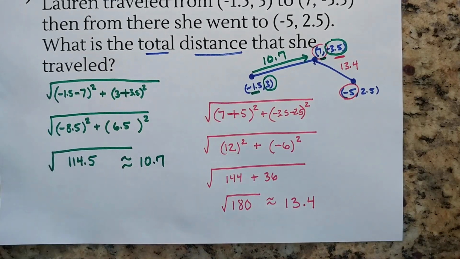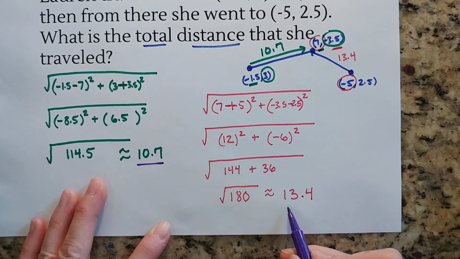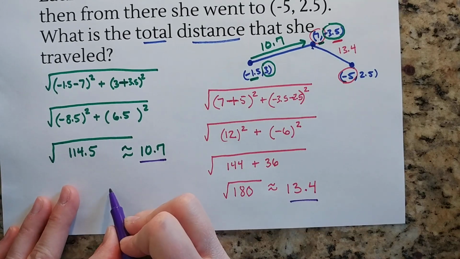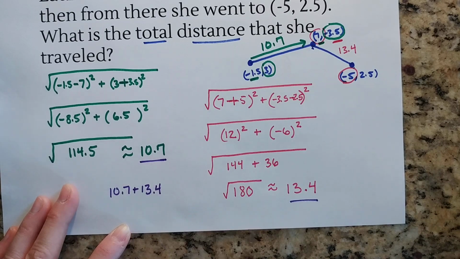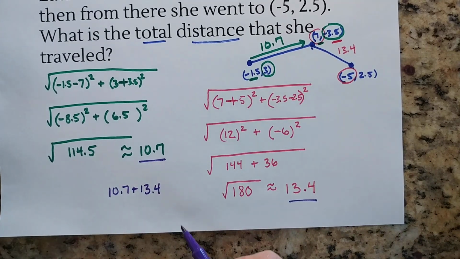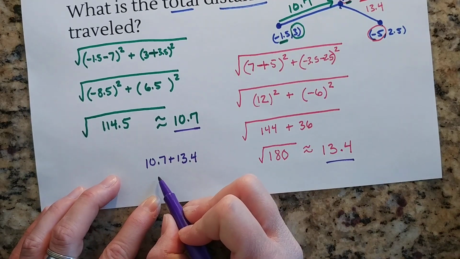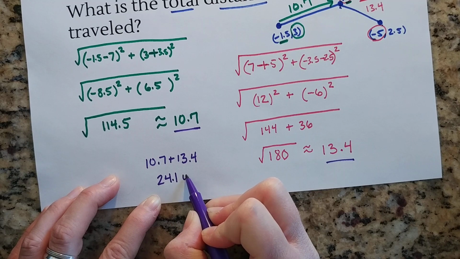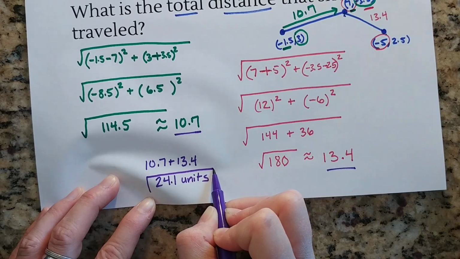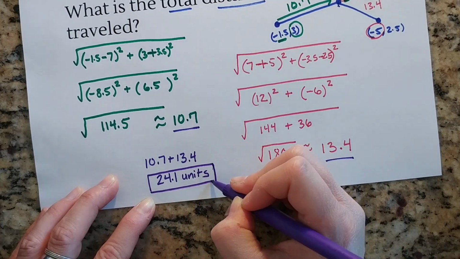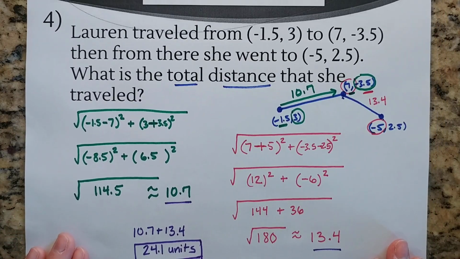Now remember, we were asked for the total distance. So now we're going to need to take both of these distances that we found and add them together. So if I take 10.7 plus 13.4, then I'll get the total distance. So if I add these two numbers together, I get about 24.1 units. So that would be the total distance that Lauren traveled. Quite a bit of work for that one, but now you'll be prepared for it.